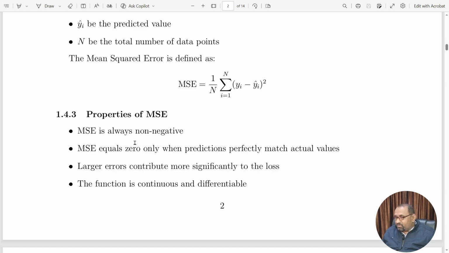When the actual values and the predicted values are equal, in that case this is equal to 0. Otherwise, we have to reduce the error between the actual and the predicted values. Larger errors contribute more significantly to the loss, and the function is continuous and differentiable. By using the algorithms which we are going to discuss in this lecture, our main purpose is to reduce the error between the actual and the predicted values.